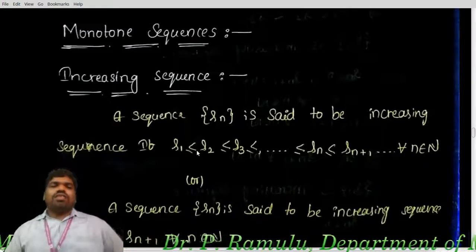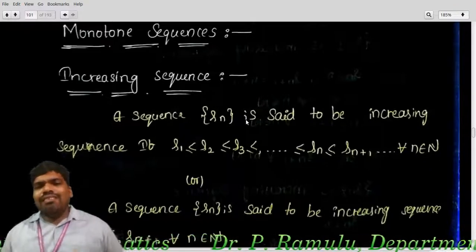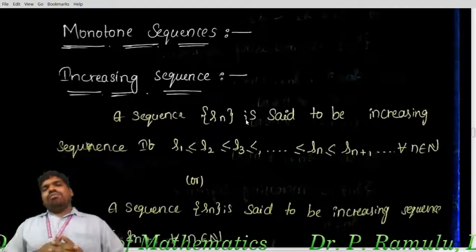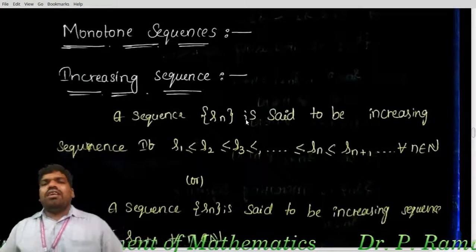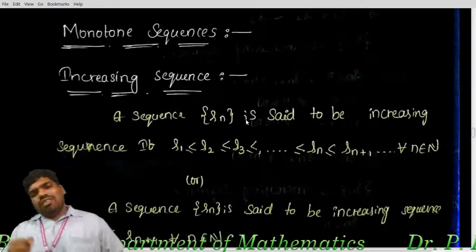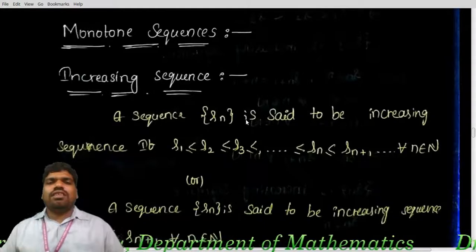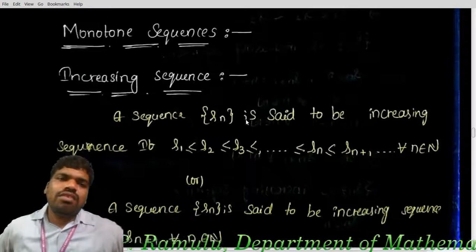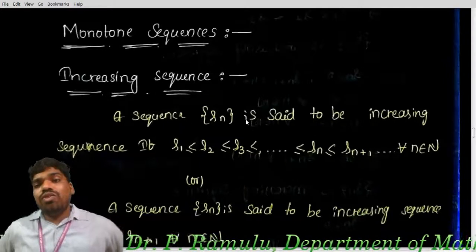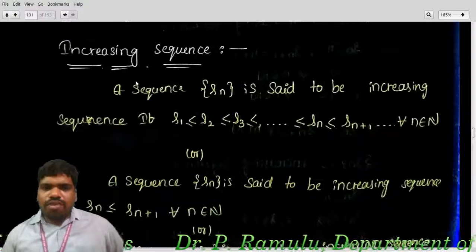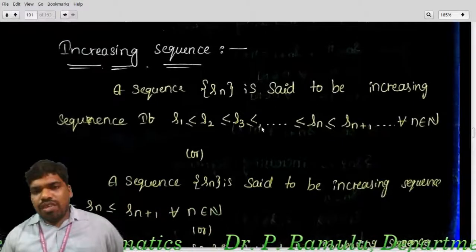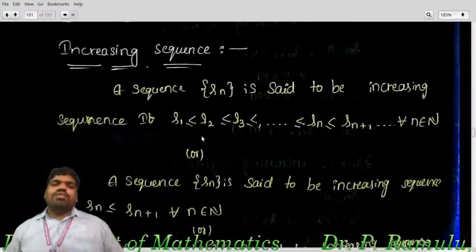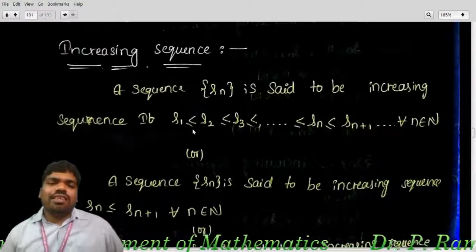Monotone sequence, right? A sequence Sn is said to be a monotone sequence. First of all, we have to discuss other sequences. Before going to define monotone sequence, I will define other sequences. By using those sequences, I will define monotone sequence quickly, right? First of all, what is an increasing sequence? A sequence Sn is said to be an increasing sequence if S1 is less than or equal to S2 less than or equal to S3 less than or equal to and so on, Sn less than or equal to Sn plus 1 and so on, for all n belongs to N. That means the terms of the sequence are increasing like this, okay?